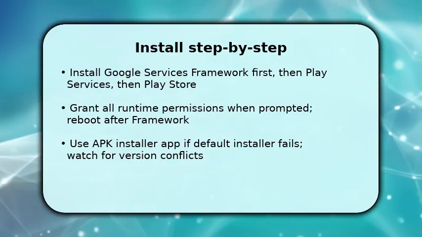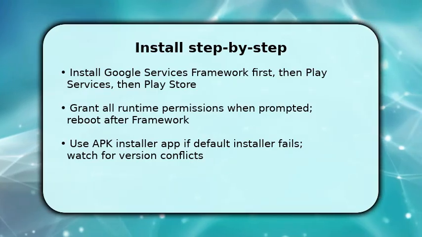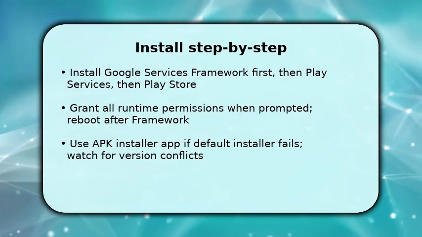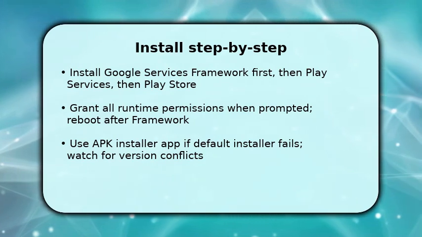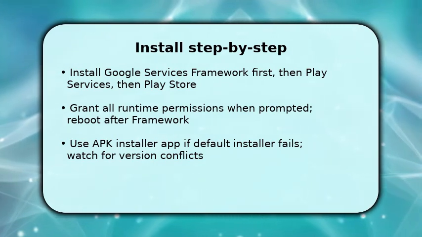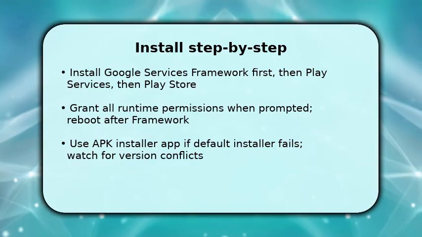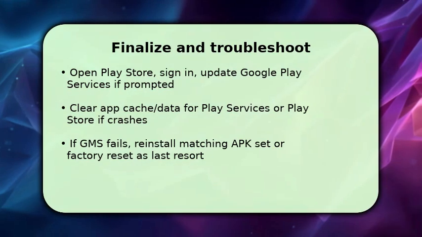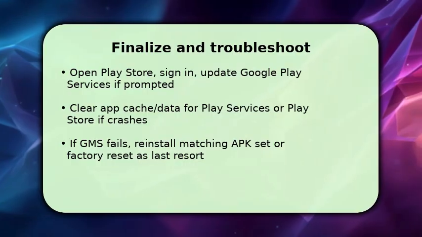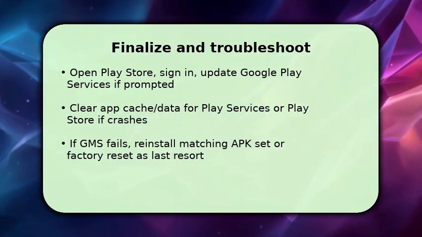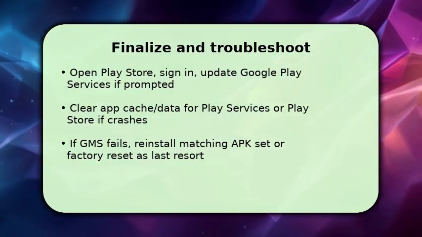If the default installer throws errors, use a dedicated APK installer app and pick the matching APK variants. Make sure versions are compatible to avoid signature or dependency conflicts. After signing into the Play Store, let it update Google Play Services and any Google apps. This completes integration for most features.